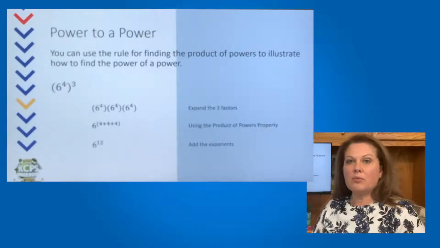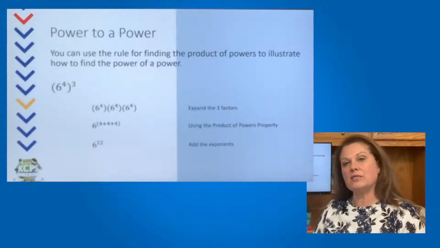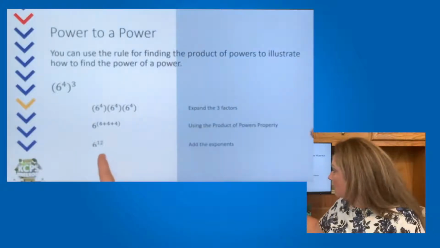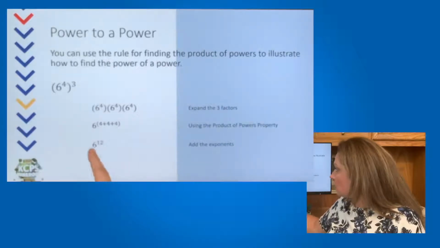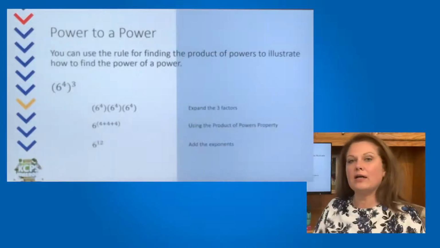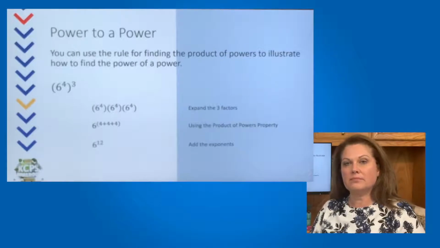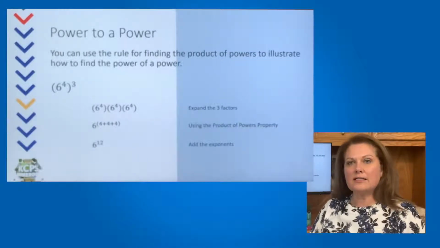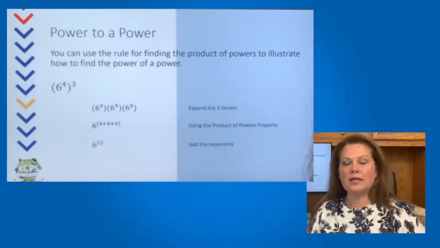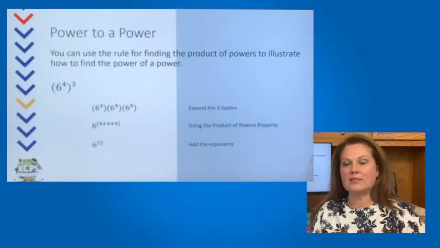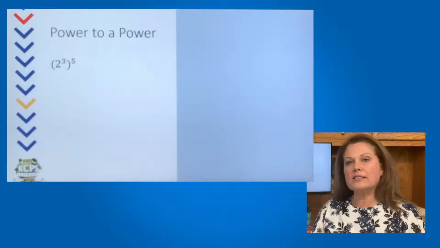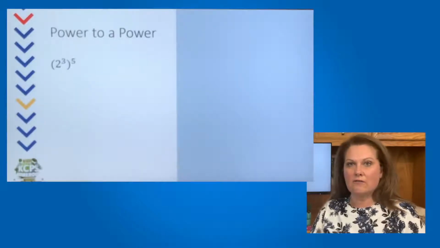Now, using the product of powers property, can you see a shortcut for powers of a power? Is there another way we could get 6 to the 12th by looking at our original expression? If you said yes, hang on to that thought. Let's do another one and see if your guess works out for our second example. Our second example is (2 to the 3rd) to the 5th.